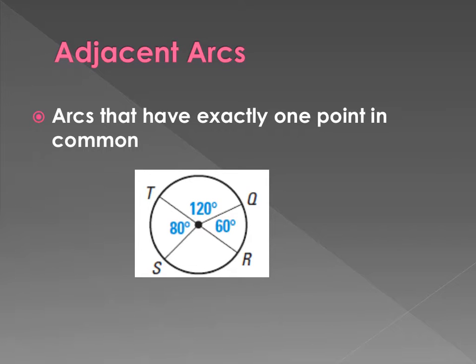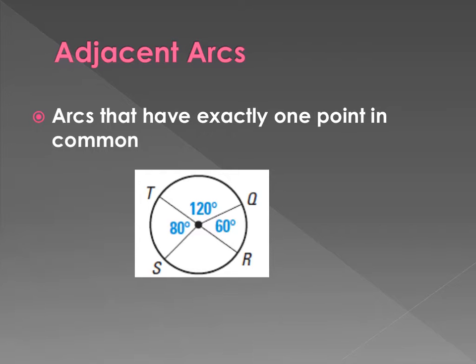Okay, adjacent arcs. Think about adjacent as the word next. It means next to, right? Adjacent arcs are arcs that have exactly one point in common. So QR would be adjacent to RS. They both share R. They can't overlap, and there can't be something separated between them. So RQ is not adjacent to ST. They're too far apart, right? They're not next to each other. And I can't say that RS is adjacent to TR. They overlap. So adjacent is literally sharing just one point. They can't overlap, and there can be no separation.